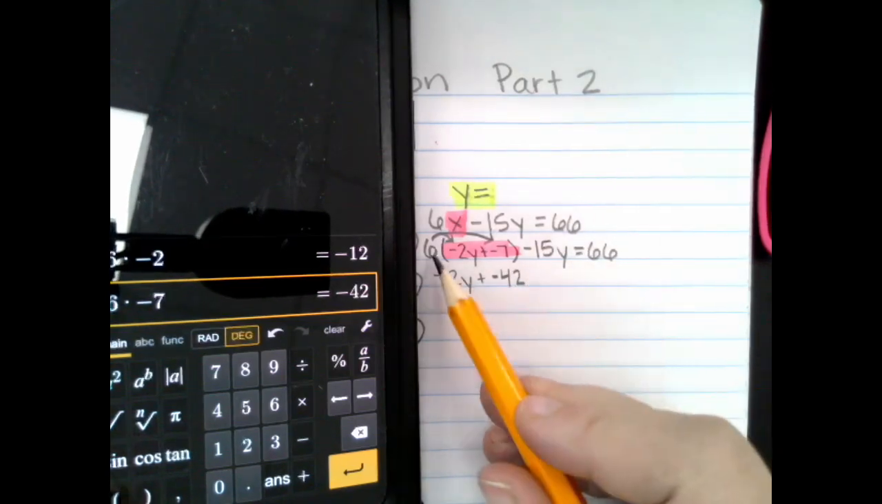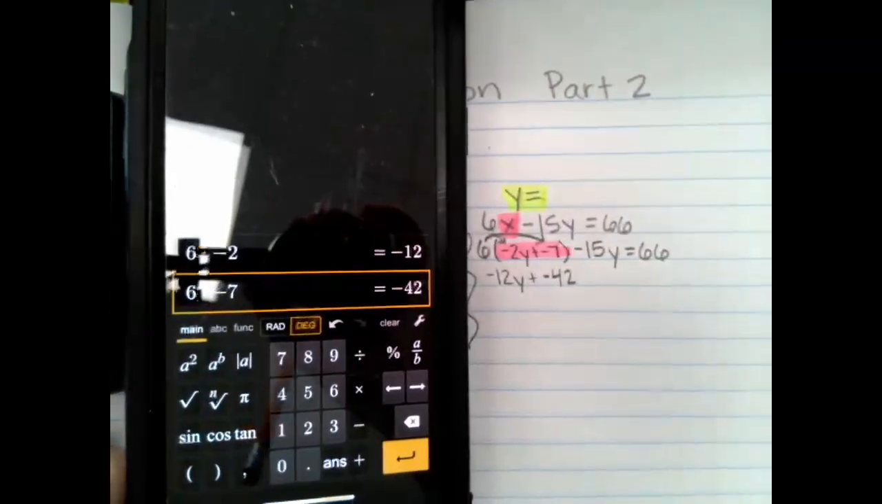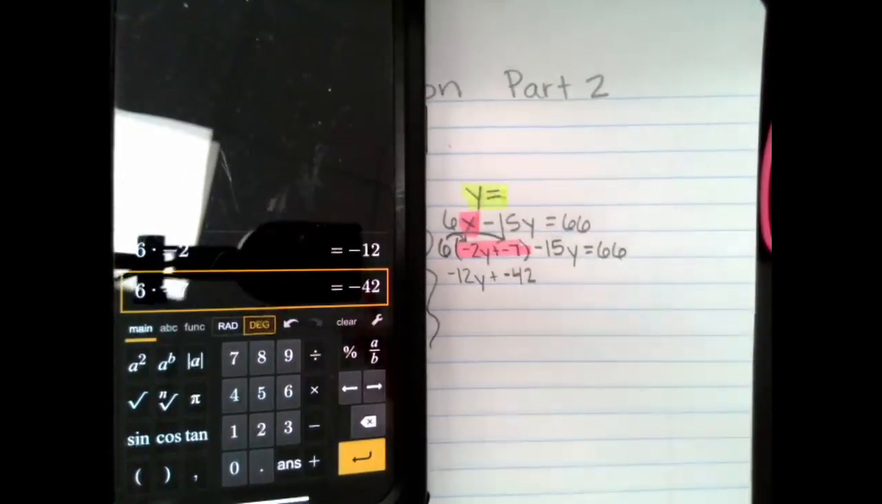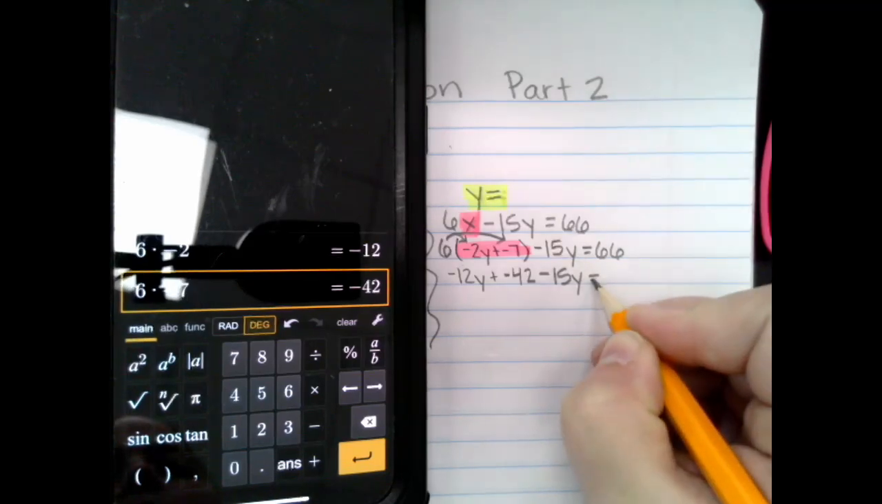Should I do 6 times negative 15? No, why not? Good, it's not in the parentheses, so we keep that a minus 15y equals 66.